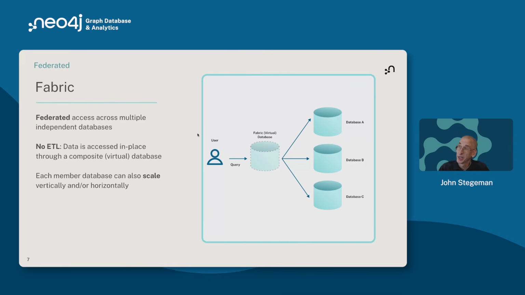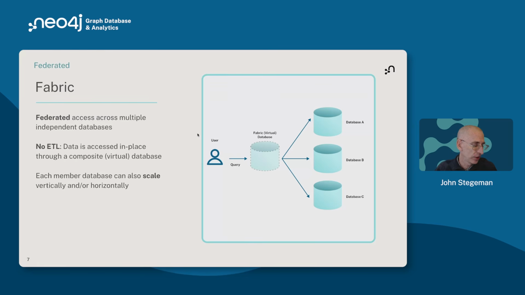Now remember, we're running across the databases. We're not doing ETL to combine the databases or moving data around. We simply create this virtual database that we call a composite database. It doesn't store any actual data, it just stores metadata. And then through querying that composite database, that composite database can reach out to the members of that composite database, which are those separate individual databases that we want to run queries across.